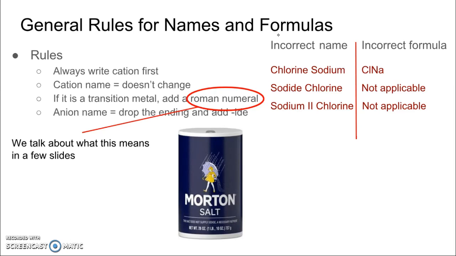If we by chance wanted to put a Roman numeral, it would be wrong because sodium is not a transition metal. Sodium is found on the periodic table in group 1, which is the alkali metals. The transition metals are ones that we have not talked about very much, and so we'll have to explain that further next time.